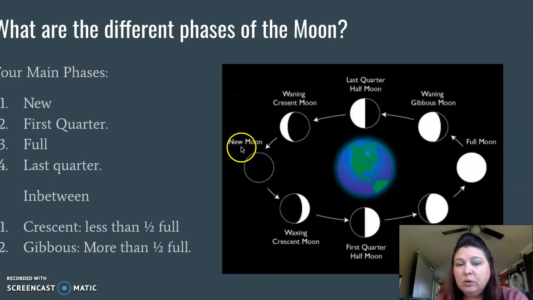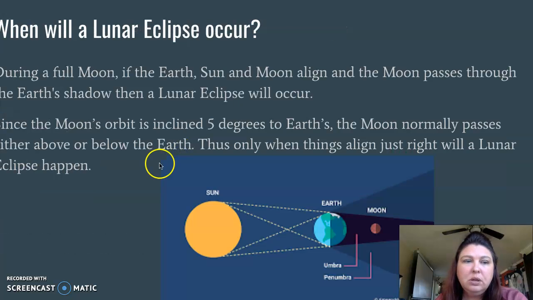So you start with your new moon, then waxing as it's growing, a waxing crescent moon, to a first quarter half moon, to a waxing gibbous moon, to a full moon. From there you go to waning as it disappears, to a waning gibbous moon, to a last quarter half moon, to a waning crescent moon, back down to a new moon. Thus the 8 different phases of the moon.